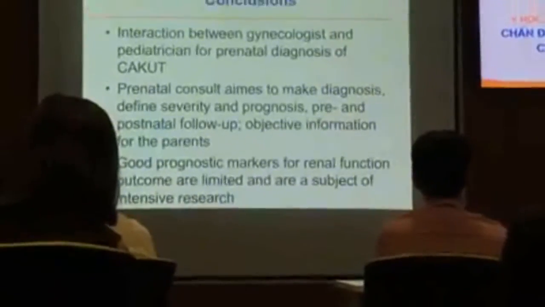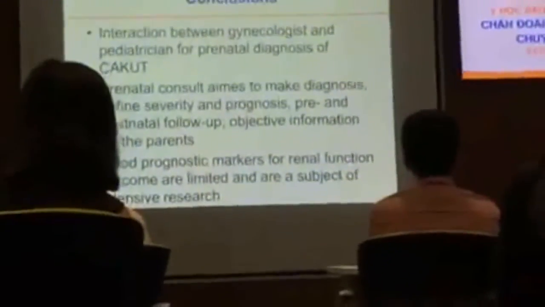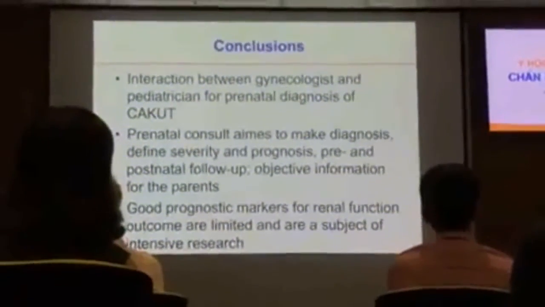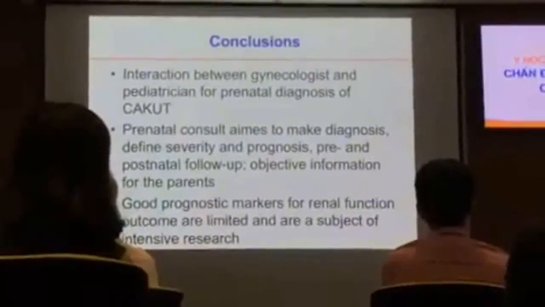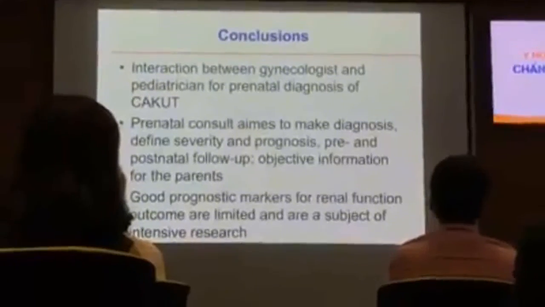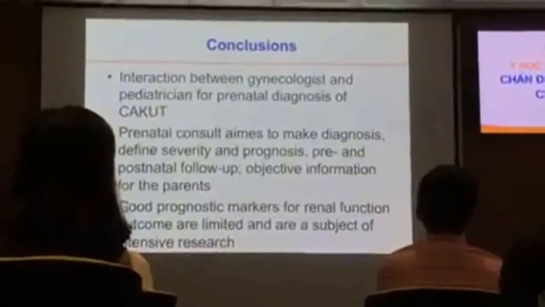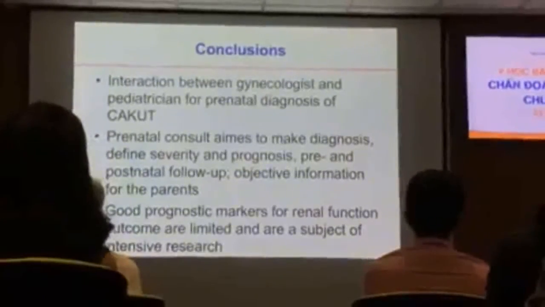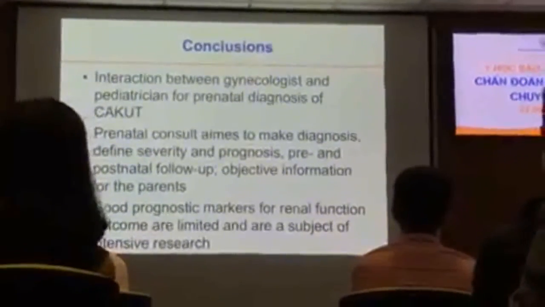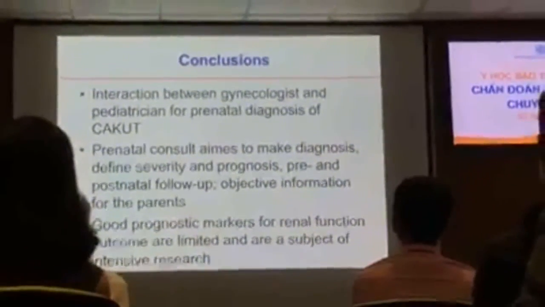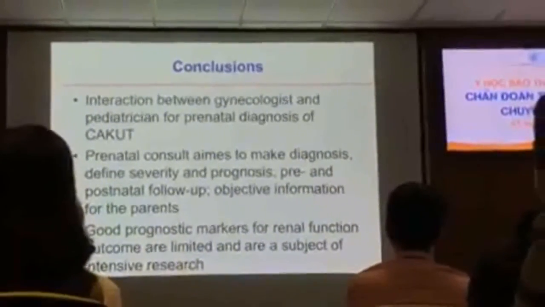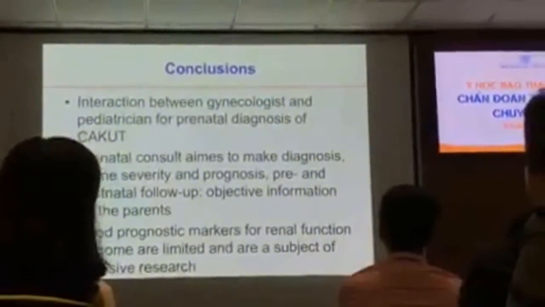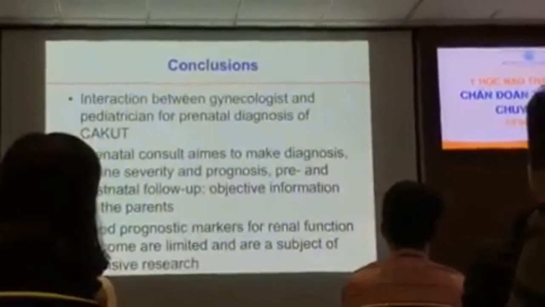So the conclusion is we need interaction between gynecology and pediatrics for prenatal diagnosis of kidney and urinary tract disease. Prenatal consultation aims to make diagnosis and define severity and prognosis. We need to tell the parents whether your disease of kidney and bladder has a good or a very poor prognosis, and you need to have pre- and postnatal follow-up and objective information for the parents as well.